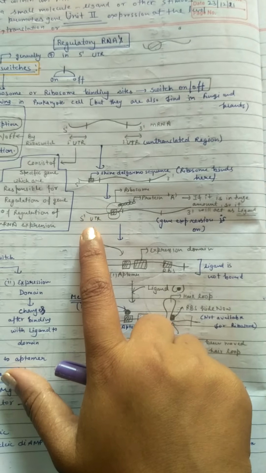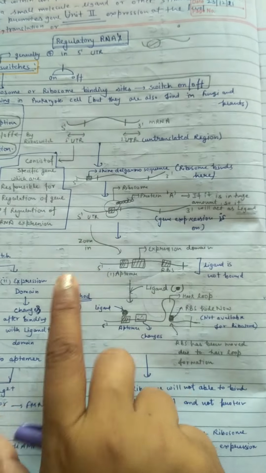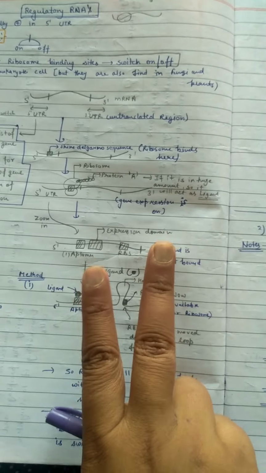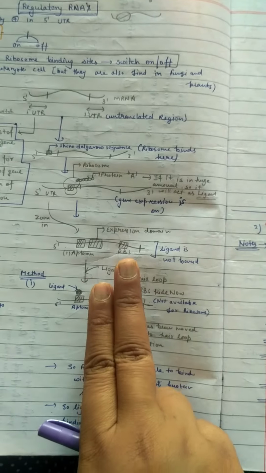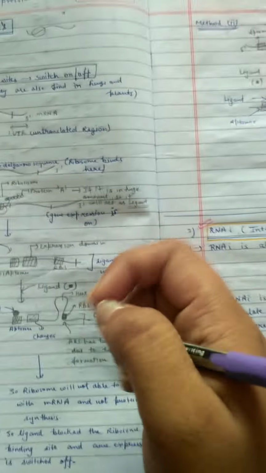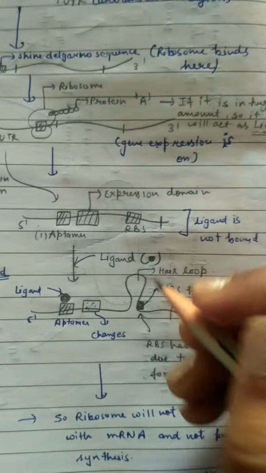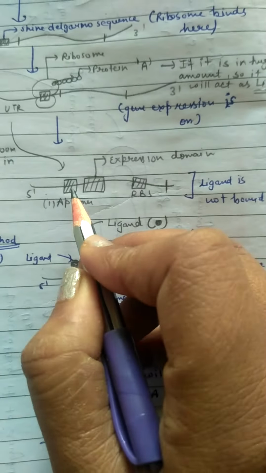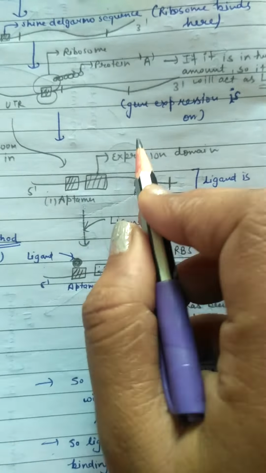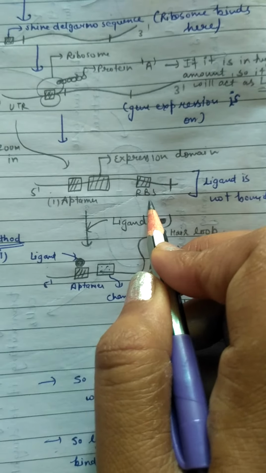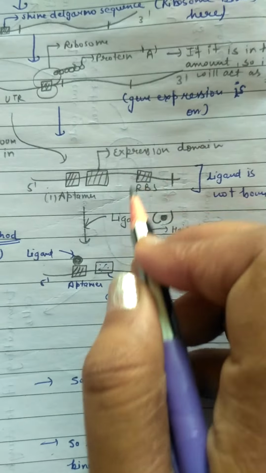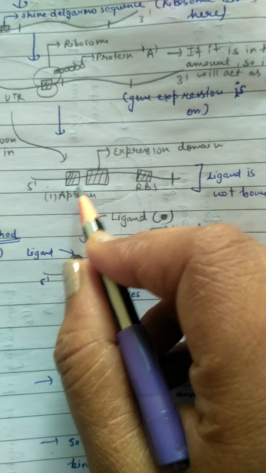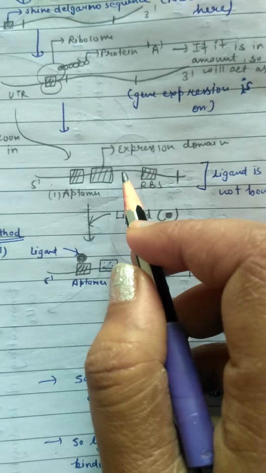Now when we zoom in on the 5 prime end, we come to know that there are basically two domains present before the ribosome binding site. Here you can see this is the ribosome binding site, and before it there are two domains, the aptamer domain and the expression domain. The ribosome binding site is a site where ribosome subunits can attach, but its binding depends upon these two domains, aptamer and expression domain.